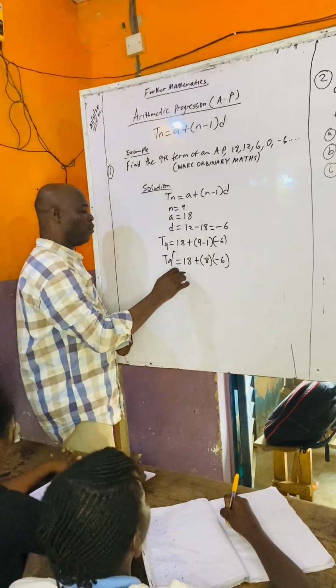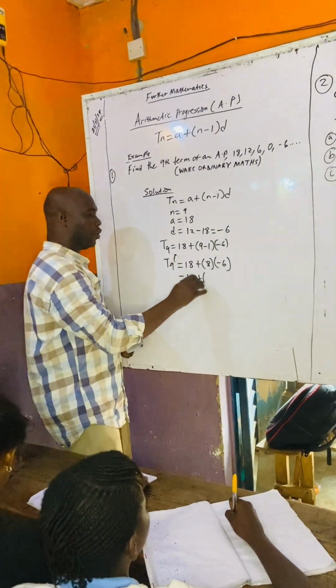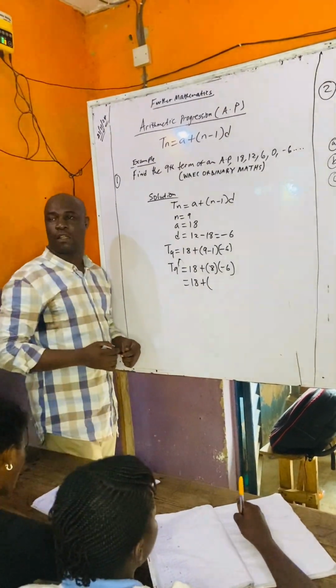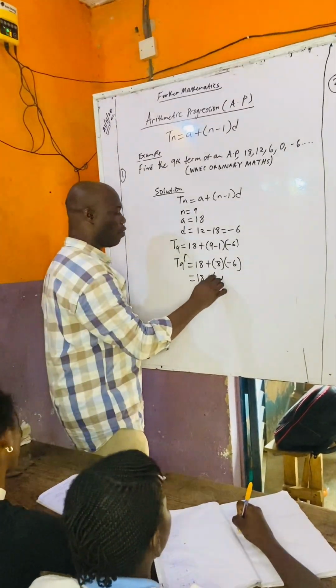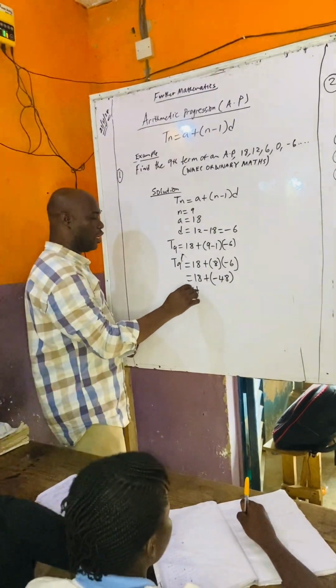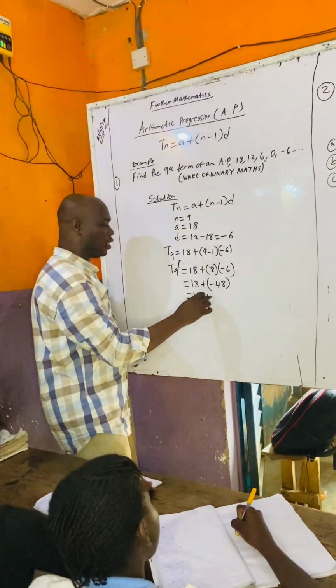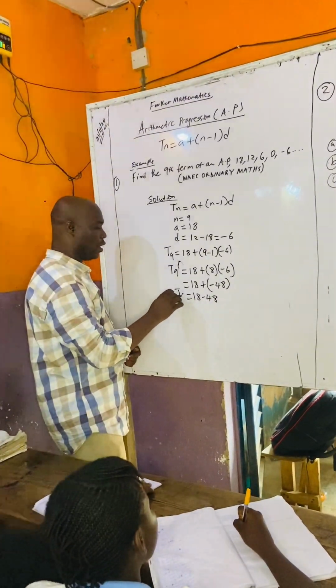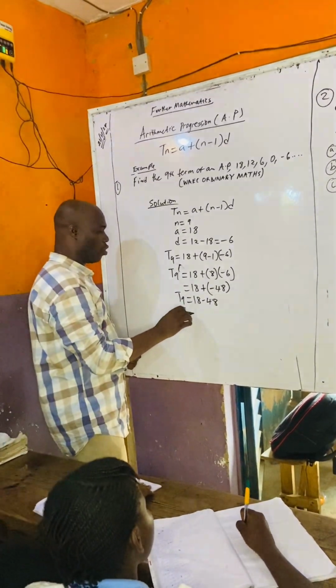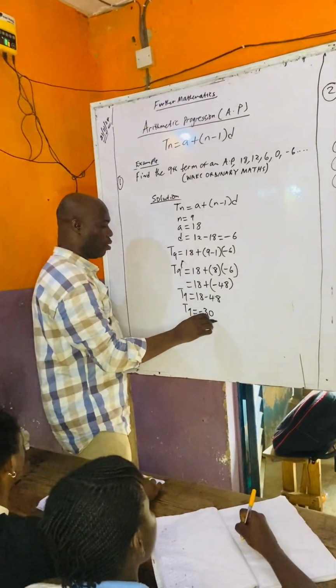So you have 18 plus, don't worry, 8 times 6. That's minus 48. You want to open this bracket now. So you have 18 plus times minus, that's minus 48. So T9 equals to what? Minus 30. Alright.